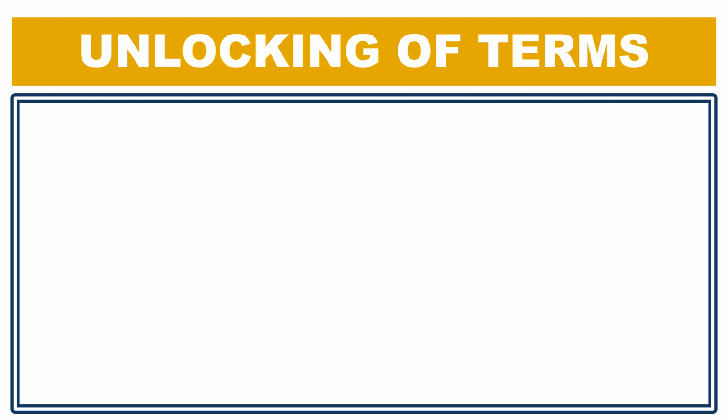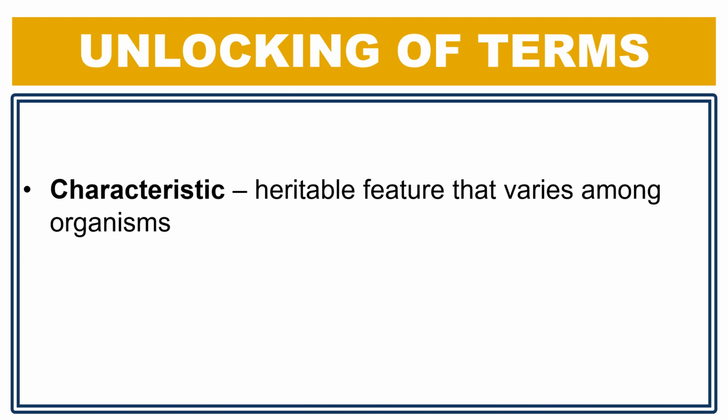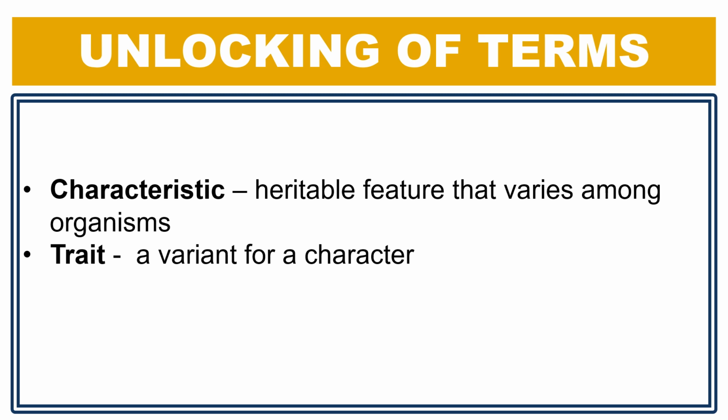But first, let us unlock some terms that will be frequently used in this video and in this lesson. First, we have characteristic or character. These are heritable features that vary among organisms. For example, we have height, hair color, skin color, and blood type. Next is trait. Trait is a variant for a character. For example, tall, short, dark skin color, blonde hair, or even blood types, blood type O, A, and B.